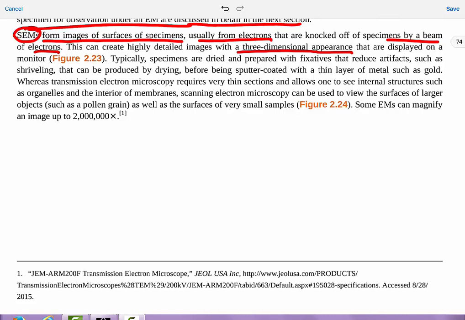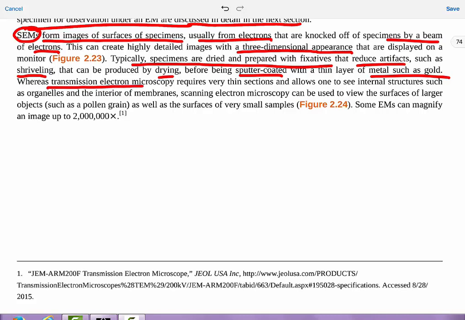It's another computer-based one. Typically specimens are dried and prepared with fixatives that reduce artifacts such as shriveling that can be produced by drying, before being sputter-coated with a thin layer of metal such as gold. So you can see why electron microscopes are not useful for living tissues or living organisms, because we have things like dehydrating, covering it with gold metal, shooting electrons through it, for example. All of these things are not conducive to living organisms.